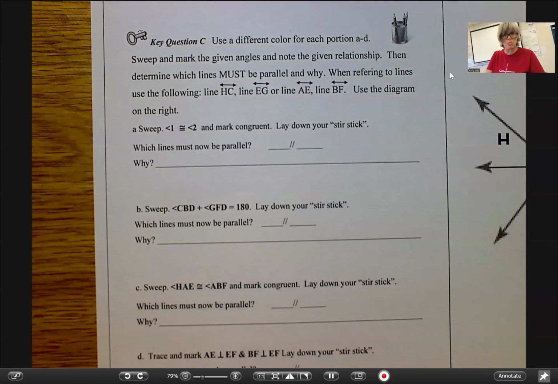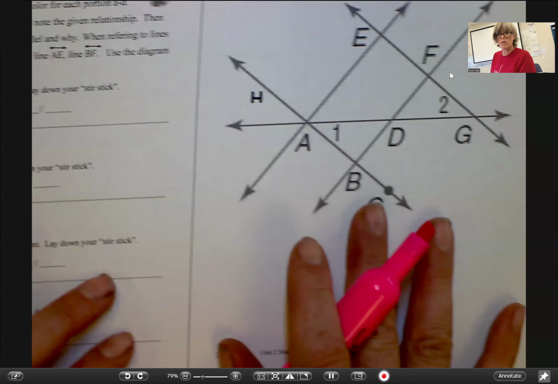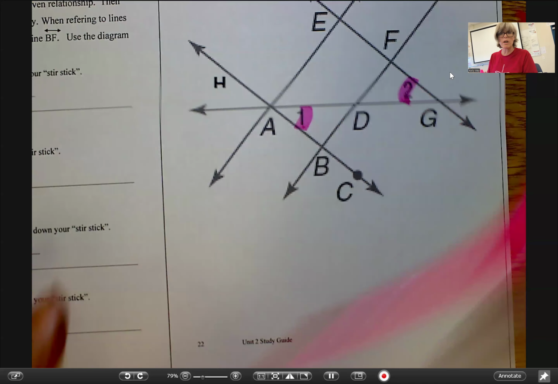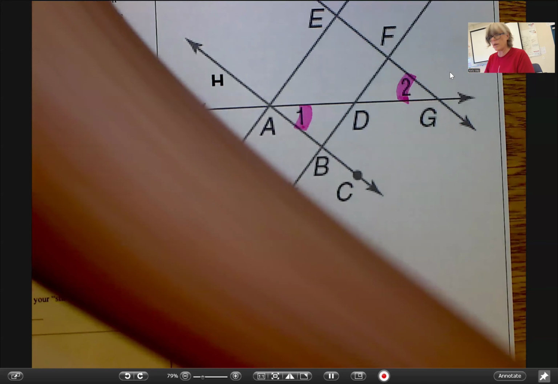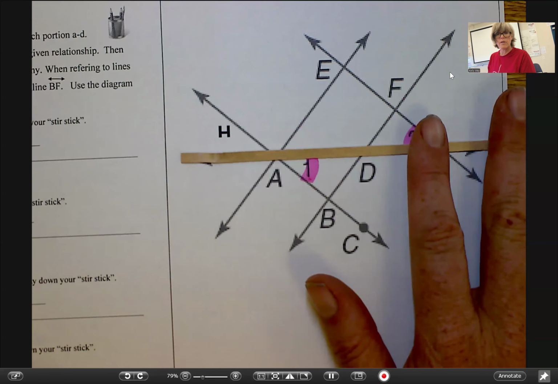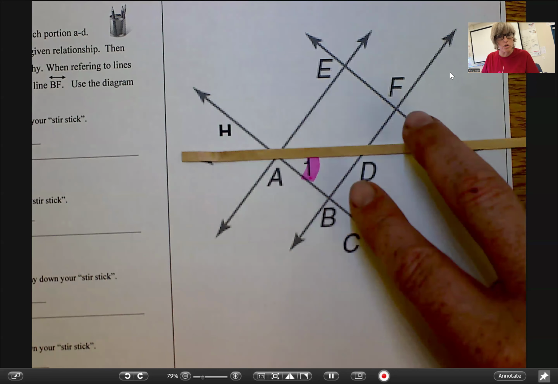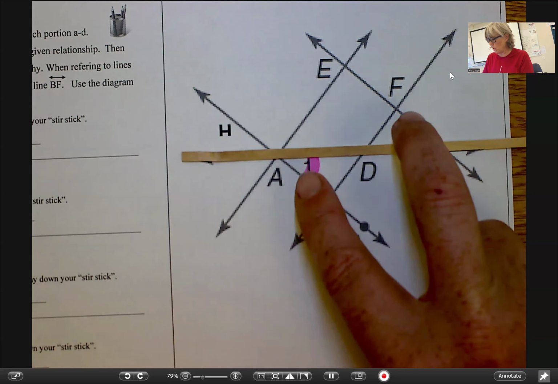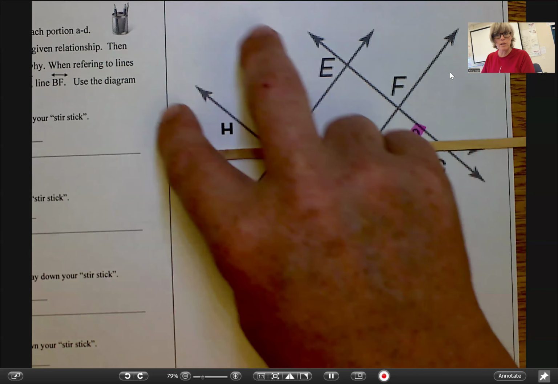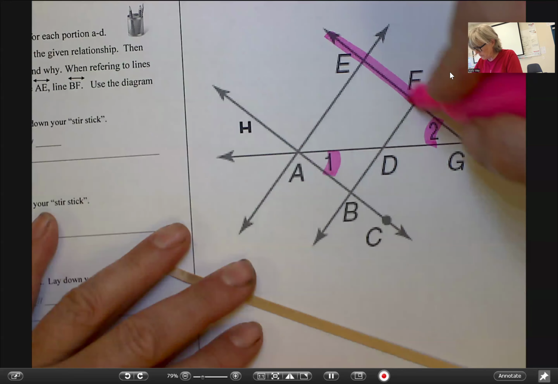So it says sweep angles 1 and 2. So I come over here and I'm going to sweep angle 1 and angle 2. I'm going to lay down my stir stick. The stir stick must touch both angles, and then the lines that are going to be parallel cut across the stir stick, but touch both angles. So if we're working with these angles, these are the lines that are going to be forced to be parallel. I'm going to trace them.